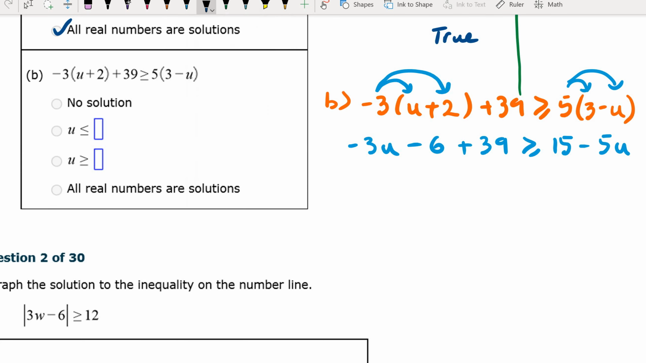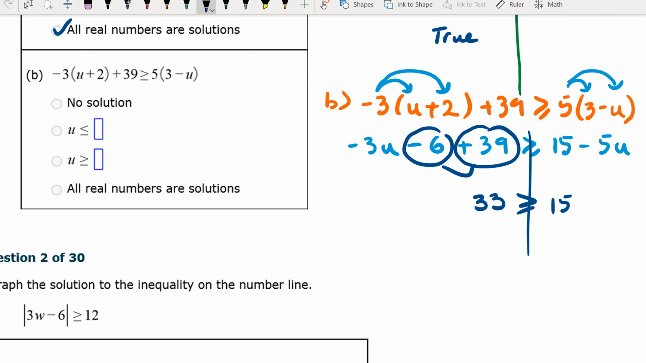Okay, what can you do next? We will combine like terms. Negative 6 plus 39 are like terms. 39 minus 6 is 33. Right, greater than or equal to 15 minus 5u. And don't forget to bring down the negative 3u in the front. Okay, what next?